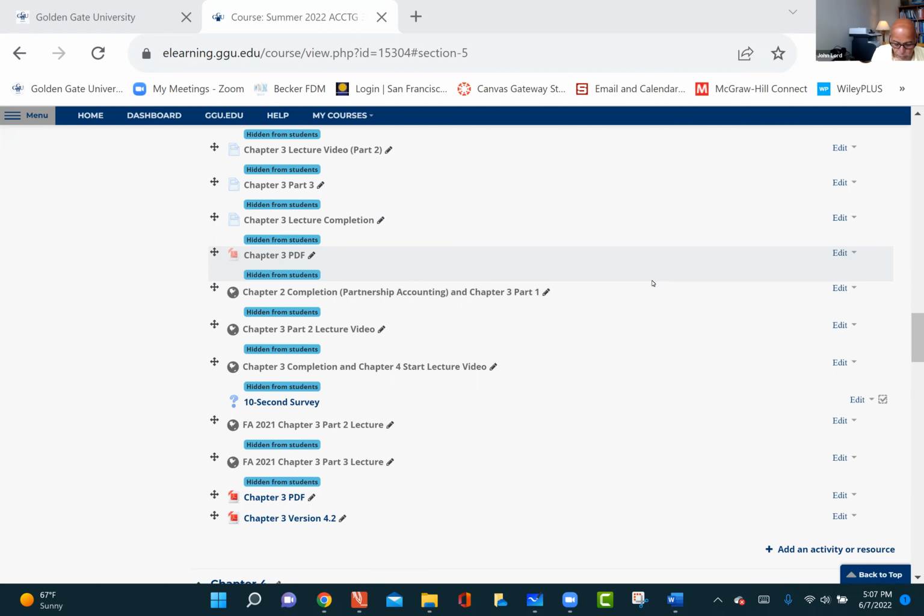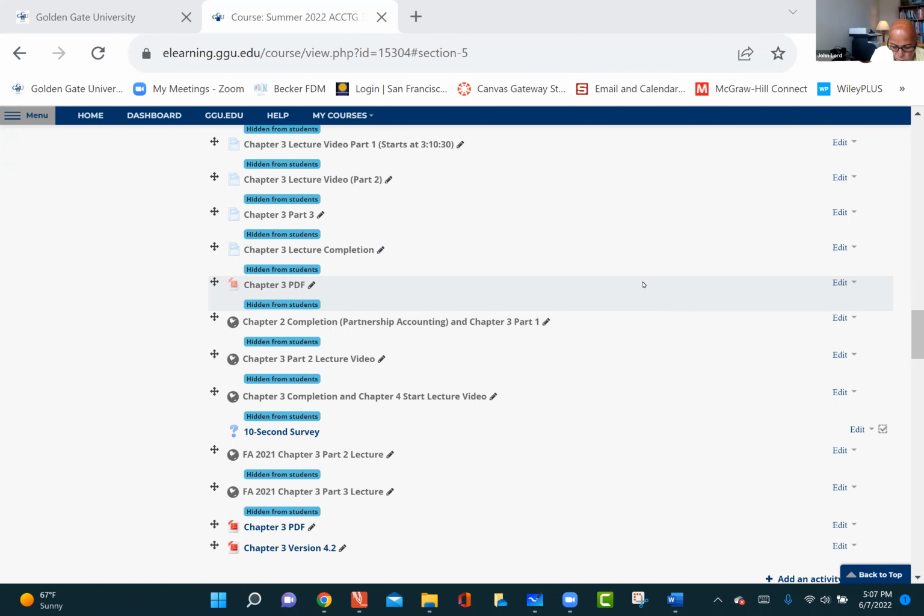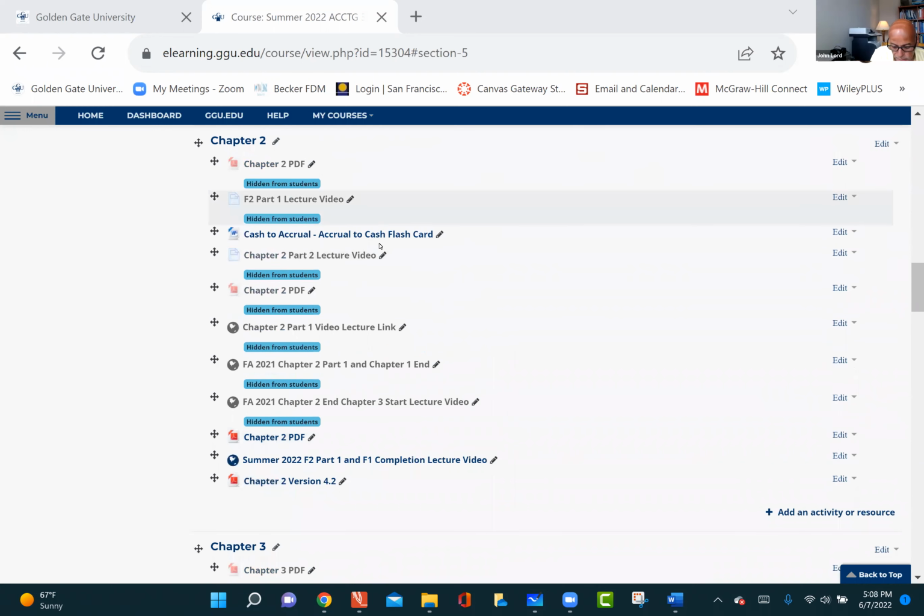Okay. The other thing I want to point out for chapter two, there is a flashcard that I'm going to be referencing for this cash to accrual, accrual to cash discussion that we're going to be having for module six. So you may want to open that up so you have it available when we look at it here in a couple of minutes. Okay. All right, good. So let's go ahead then with all that.